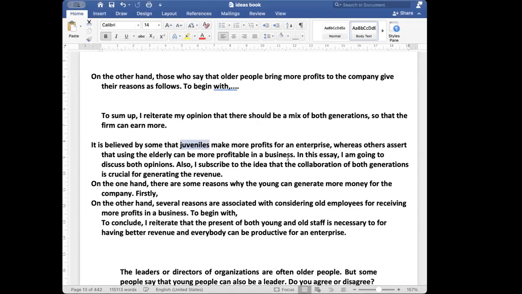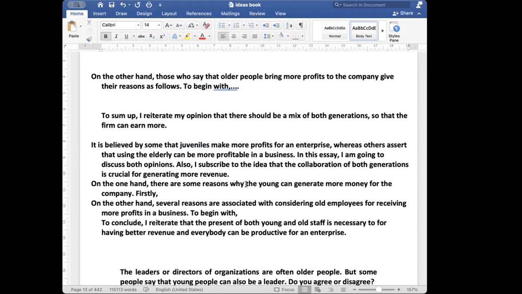Okay. So young people make more profits for an enterprise, whereas others assert that using the elderly can be more profitable in a business. In this essay, I'm going to discuss both opinions. Also, I subscribe to the idea that the collaboration of both generations is crucial for generating more revenue. All right. Good. This is otherwise good. On the one hand, there are some reasons why the young can generate.